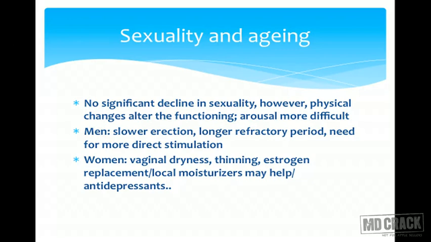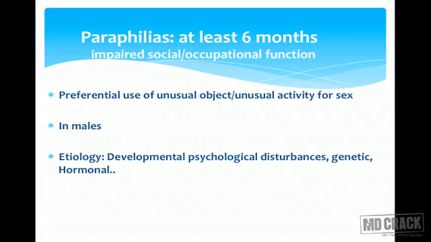Whereas in women, there is vaginal dryness and thinning. Estrogen replacement and local moisturizers may help this particular situation, or antidepressants might be useful. Now we go on to discuss what paraphilias are. Paraphilia is the preferential use of unusual objects or unusual activity for sex. Para means a deviation.